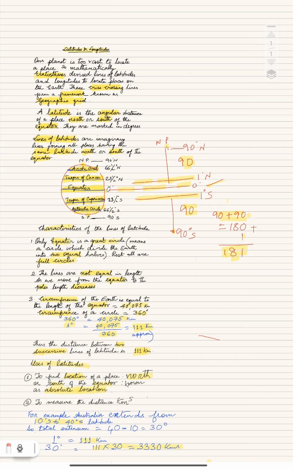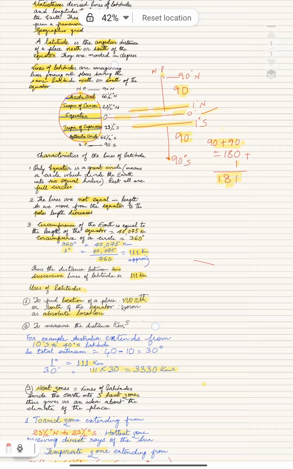Next, characteristics of the lines of latitude. Only equator is a great circle. That means a circle which divides the earth into two equal halves. Rest all are full circles. Second, the lines are not equal in length. As we move from the equator to the poles, the length decreases.